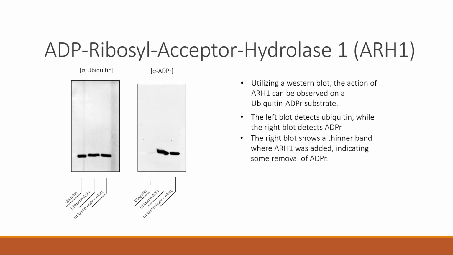Using purified proteins, we can perform experiments like this Western blot, which can identify protein contents of a solution. We can see the effects of ARH1 on ubiquitin mono-ADPR. On the right, only 2 lanes detect ADPR. This is due to the mixtures that were prepared. Of note is that the middle band on the right is thicker than the rightmost band, and since the only difference between the two is the addition of ARH1 on the right, some ADPR must have been removed by ARH1.